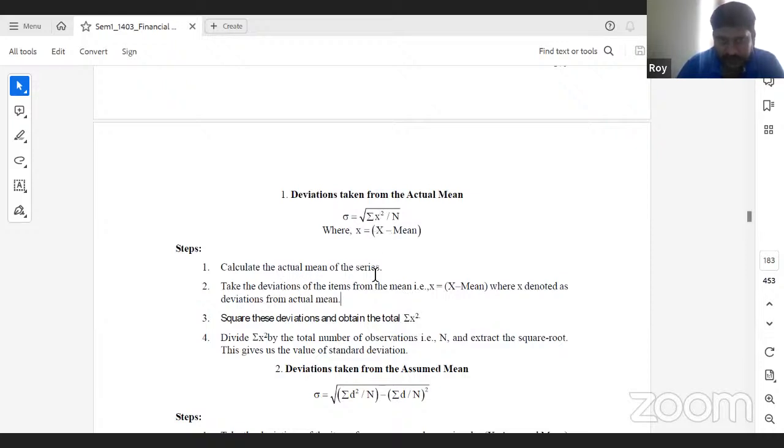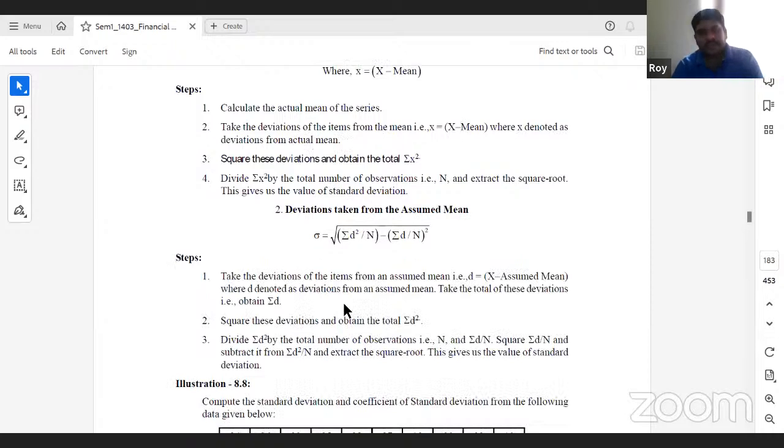Sigma X, the actual mean of the series, we will calculate. After that, take the deviation of the items from the mean, that is, capital X minus mean, where small x is denoted as the deviation from the actual mean. If you see one example, you will understand. Now, square these deviations and obtain the value of sigma x square.